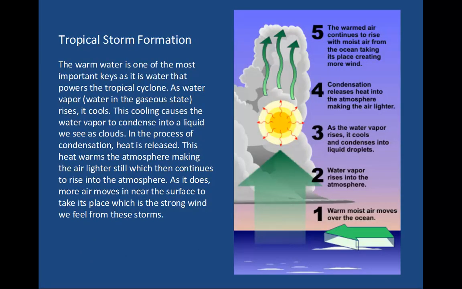Tropical storm formation is relatively simple. You start with warm, moist air that is being generated by the evaporation of water. That water rises into the atmosphere, and as that water rises, it cools and condenses into effectively clouds or droplets of water. That condensation releases heat into the atmosphere, causing this air to move even quicker upwards, and that warm air continues to rise with moist air from the ocean taking its place, creating more wind. So the winds that we see as these horizontal speeds are actually a function of how much energy is moving up through this atmospheric column.